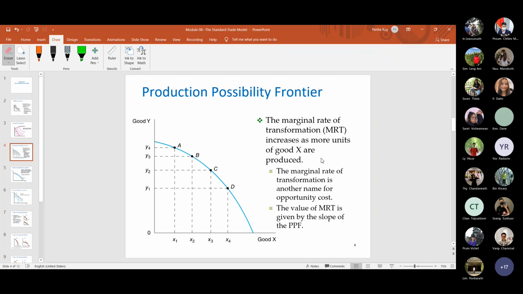You need to remember that in order to produce particular goods or services, we need the input, right? And the inputs that we use, it can be substituted or it can be replaced. I can give you one example in terms of the marginal rate of transformation here. For example, I have a hectare of land, and then I have, let's say, 5 people working on the land in order to produce 5 tons of rice per year.